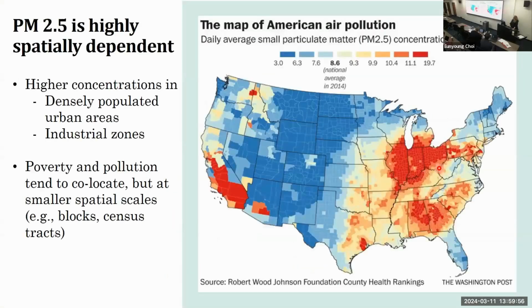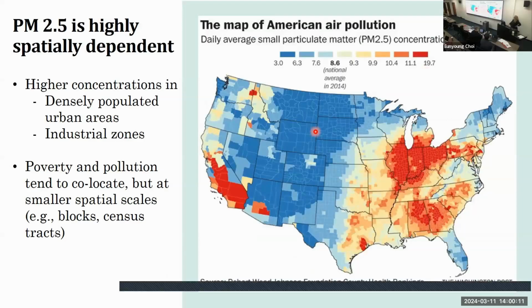I also just want to point out that PM 2.5 is very spatially dependent. So we tend to find higher PM 2.5 concentrations in more densely populated urban areas. Now, technically, those are the areas where we locate air pollution monitors. The federal government doesn't put monitors in places where people don't live. It tries to put monitors in places where there are populations and pollution.